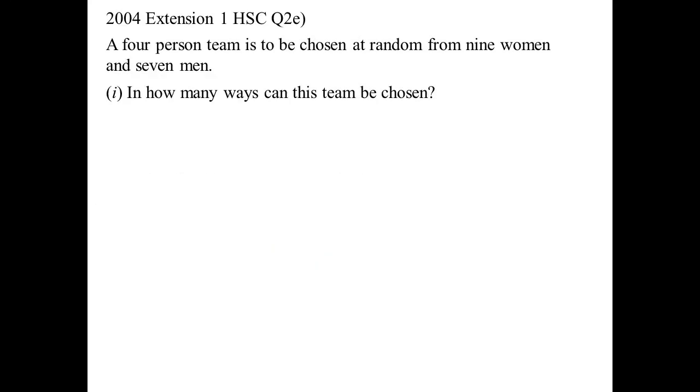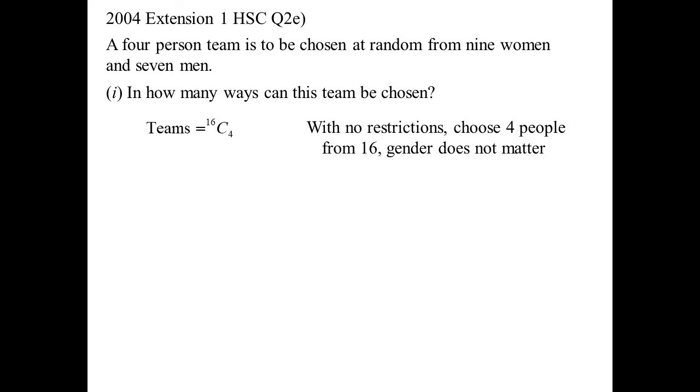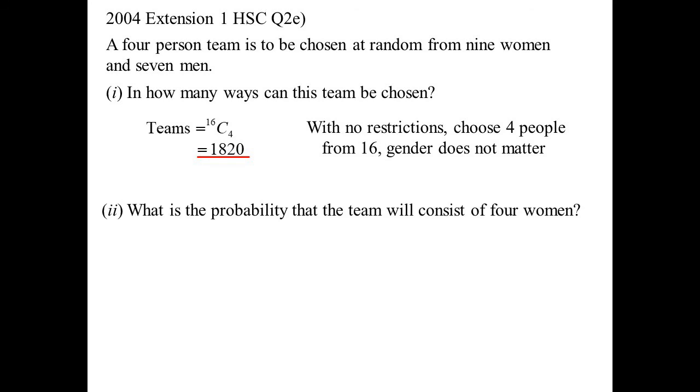All right, let's look at something from an HSC. We're going to pick a 4-person team. It's chosen at random from 9 women, 7 men. So very similar to our committee question. How many ways can this be done? Right, 16 people all up, so 16C4. Once again, gender doesn't matter here. 1,820.